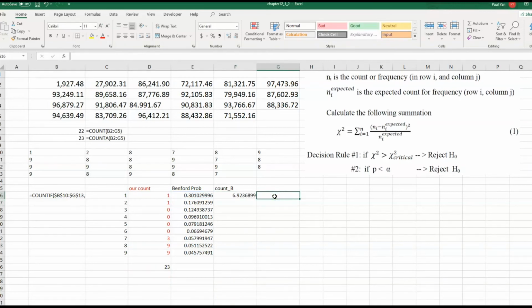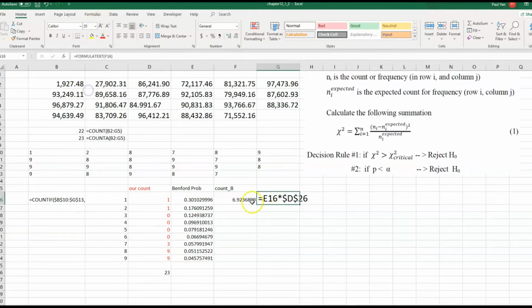I'm going to use formula text, should be formula. Make it a little bit bigger. So this is our probability times total. So we copy and paste, and apply this formula.